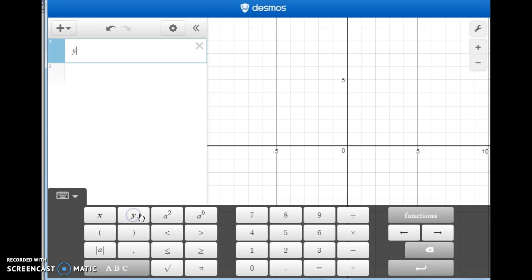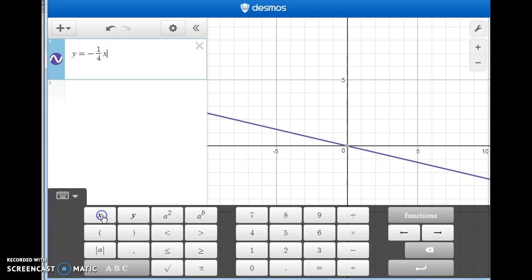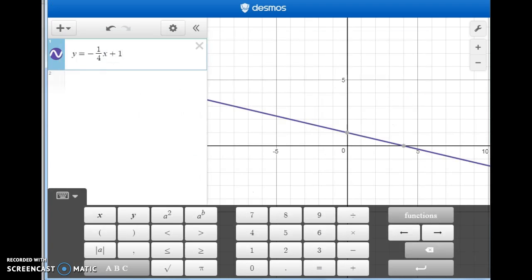So I do y equals negative 1/4. Let's move the cursor next to the side of it. Do x plus 1. And so this is my line. This is what I need to plot, right? As you can see, it's going down. Why is it going down? Because we had what kind of slope? It was negative.